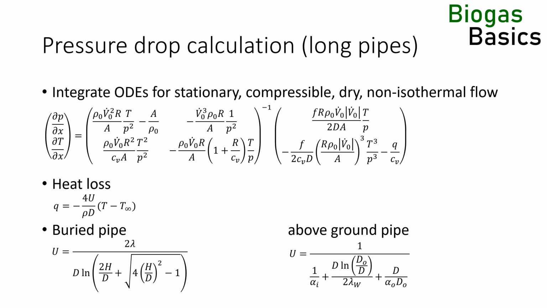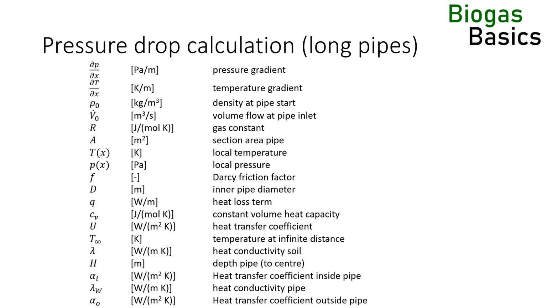For the above ground pipe, it depends on the heat transfer coefficient on the inside and outside of the pipe and the heat conductivity of the pipe material. T infinity is the ambient temperature, which can vary over the day and season. This heat balance is for a non-condensing gas. The formula should be used for long gas pipes, for example in microgas nets with decentralized gas consumers. Here is the index. Stop the presentation if necessary.